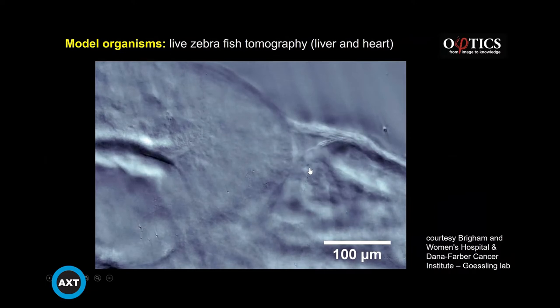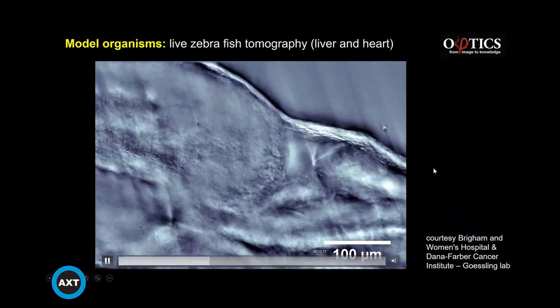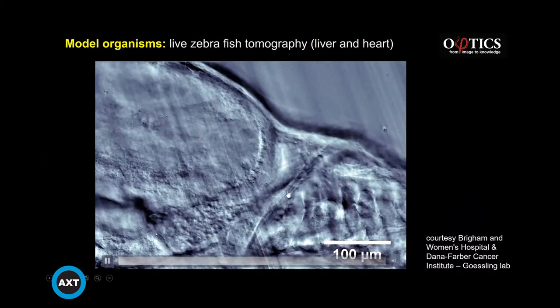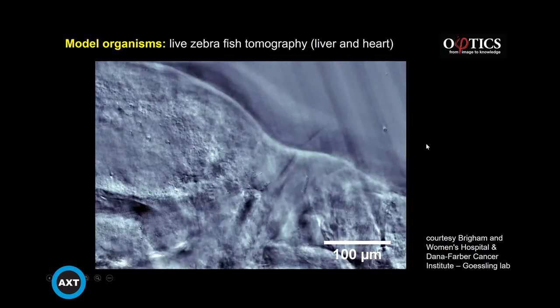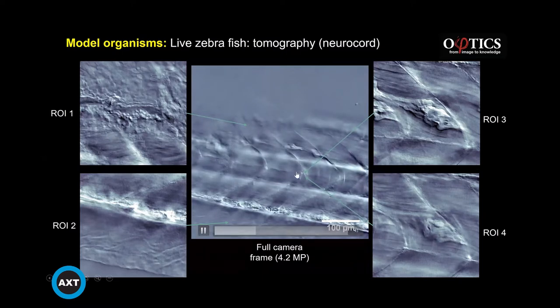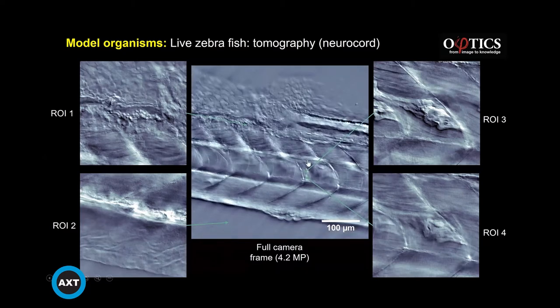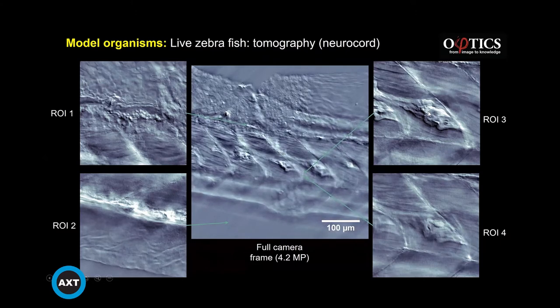Moving on to the zebrafish, in which tomography will show the different structures of liver, heart, and even the flow of blood to the specimen. Or if you're looking at the neural cord, the neuron termination of the tail of the zebrafish, you can notice the different structures due to the very good optical sectioning of GLIM.